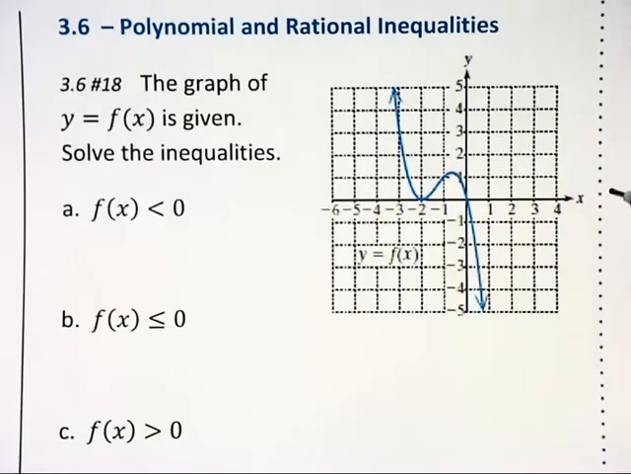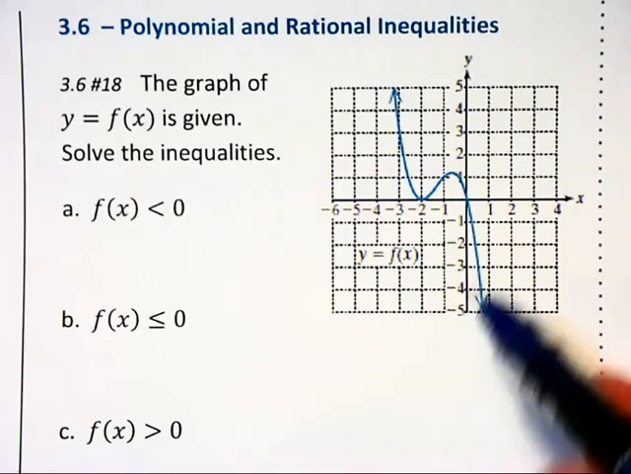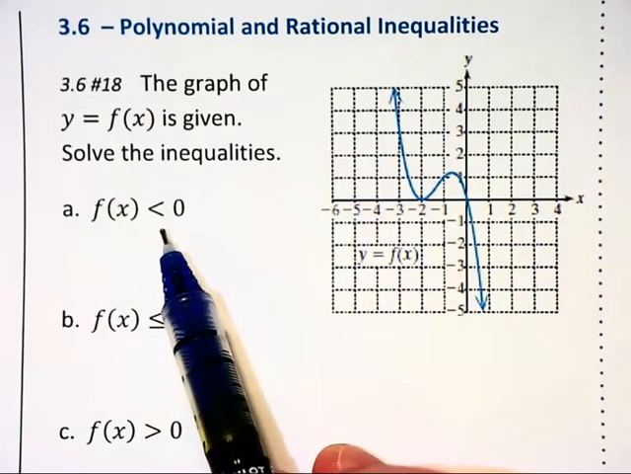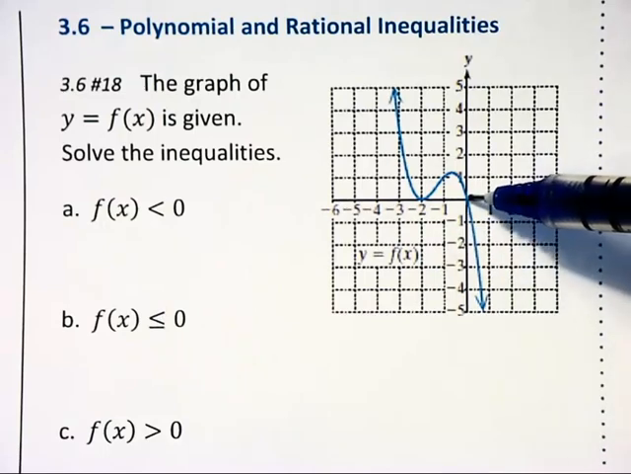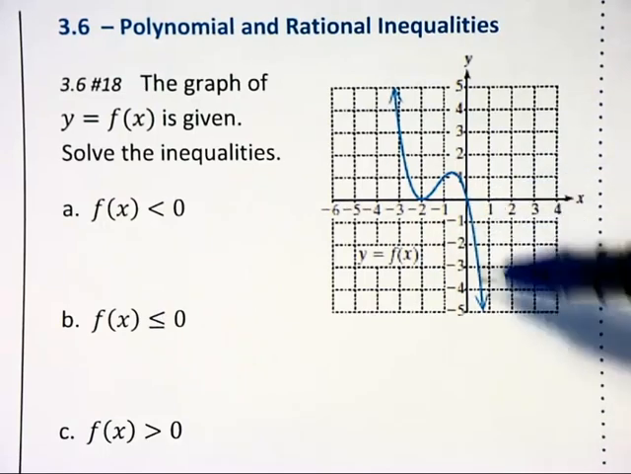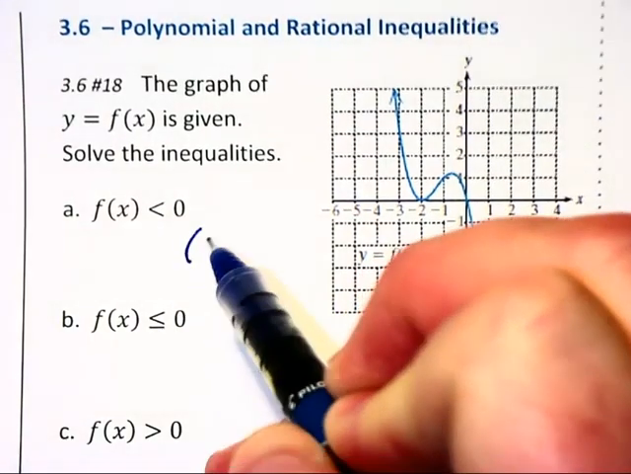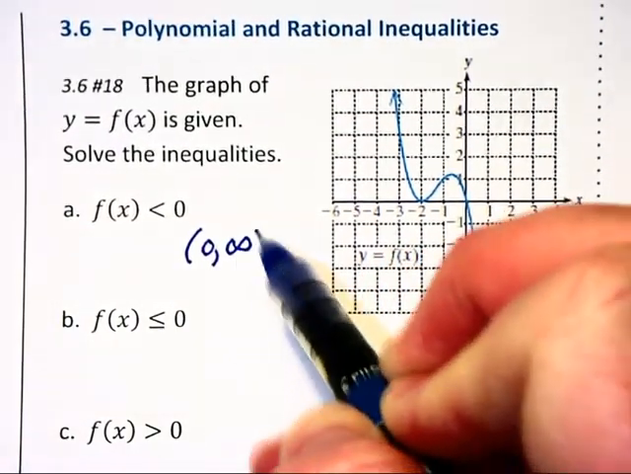Now turn our attention to polynomial and rational inequalities, and this first problem is going to be based upon this graph. We want to know, where is the function less than 0? Well, the answer is to the right of 0, the function is down below. So our answer will be from 0 to infinity.